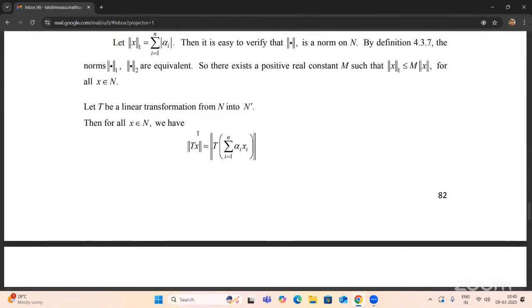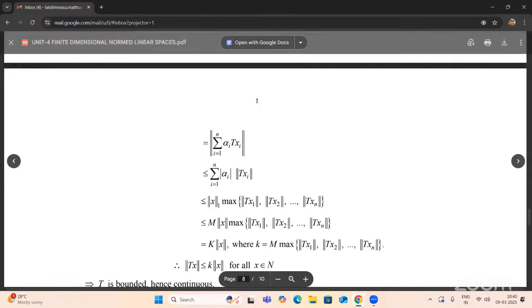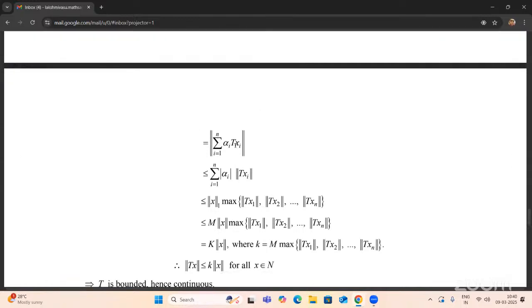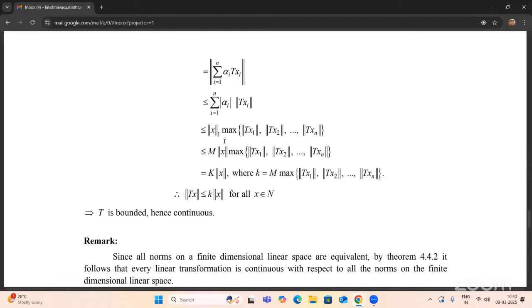So norm Tx is equal to norm of T of summation alpha i xi, where i varies from 1 to n. Now that linear combination can also be written as norm of summation alpha i Txi. Here alpha are the scalar elements, that is, the field elements. That's why mod alpha into summation Txi. So norm x at 1 into the maximum, because all the values are taken outside.